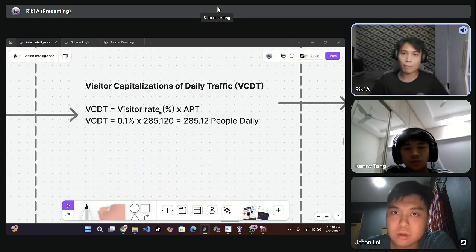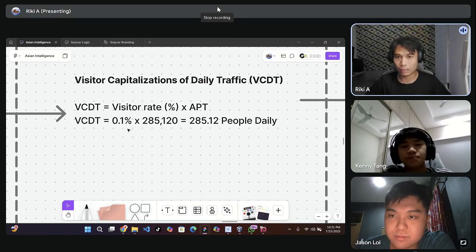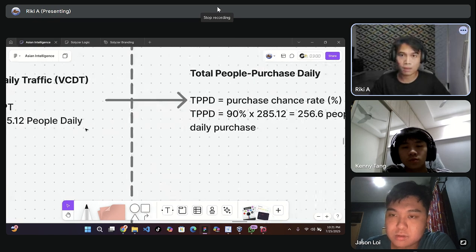But we have to calculate the visitor capitalization of daily traffic because not all of the traffic intends to go to the store. Let's say not everyone on the road intends to go to the Mixue. So the VCDT equals visitor rate in percentage multiplied by APT. Here we can put the data of 0.1% of people intending to go to the Mixue multiplied by 285,120 equals 285.12 people daily. It means the people that visit the Mixue is 285 people daily.